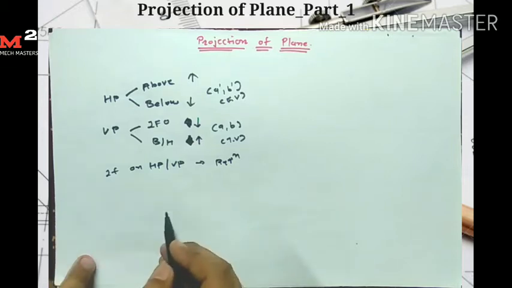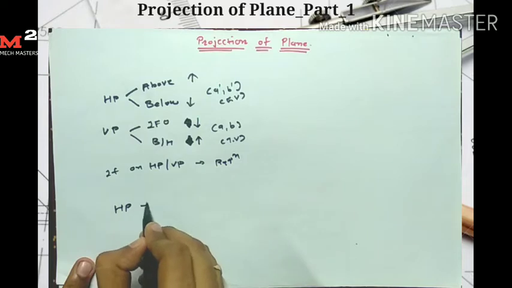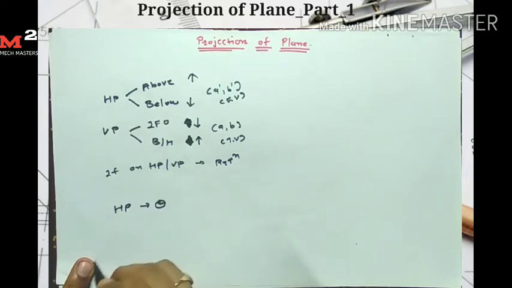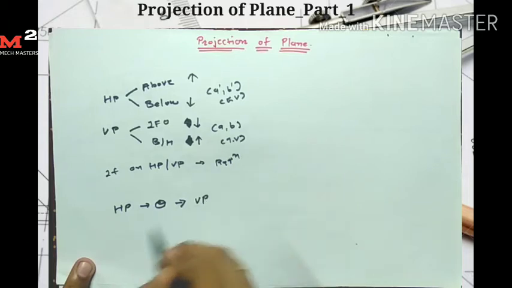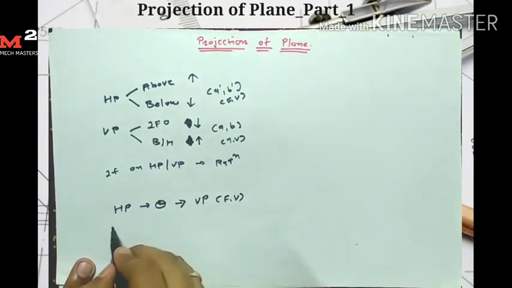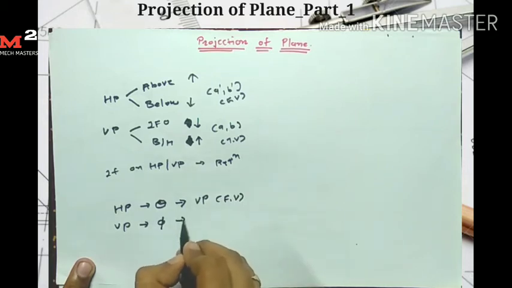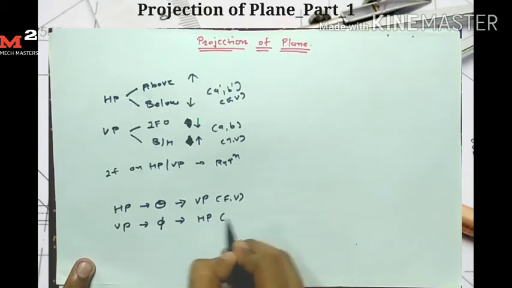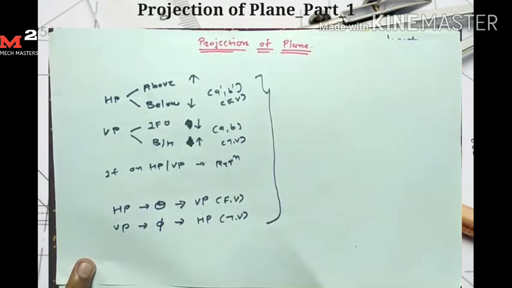Now in projection of line we learned that if the line makes an angle with HP, we note it by theta, and we represent this angle on the vertical plane, because the angle is seen in front view. Similarly, when the line makes an angle with the vertical plane, we note it with phi, and we represent it on the horizontal plane because it is seen in top view. So these are important topics from projection of point and projection of line.